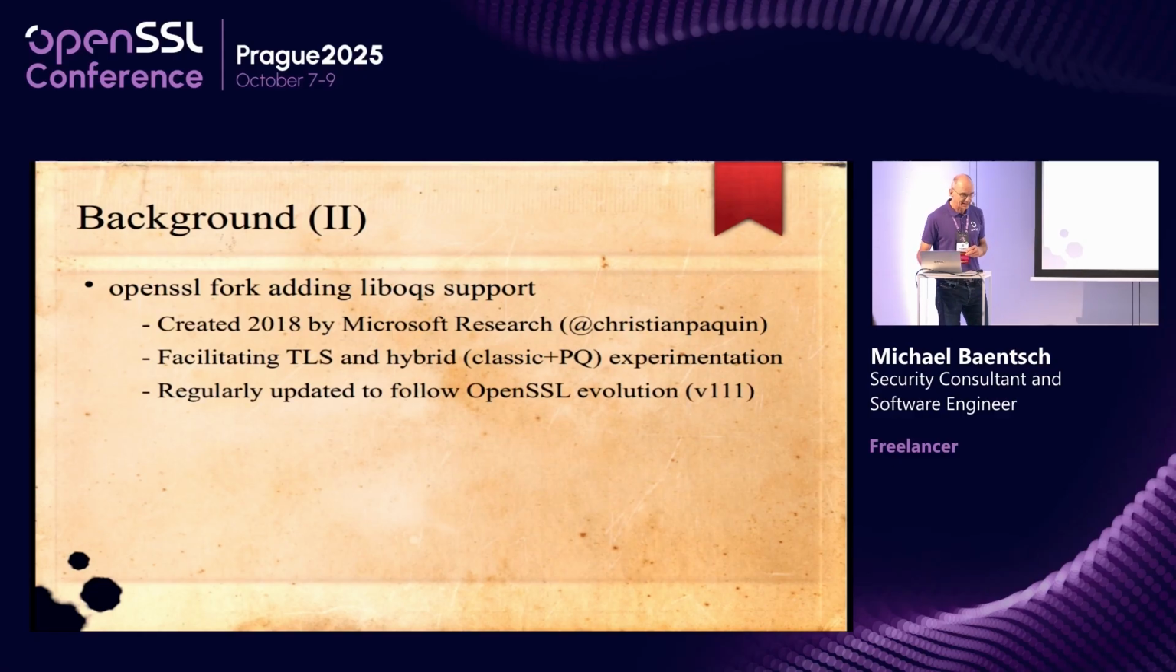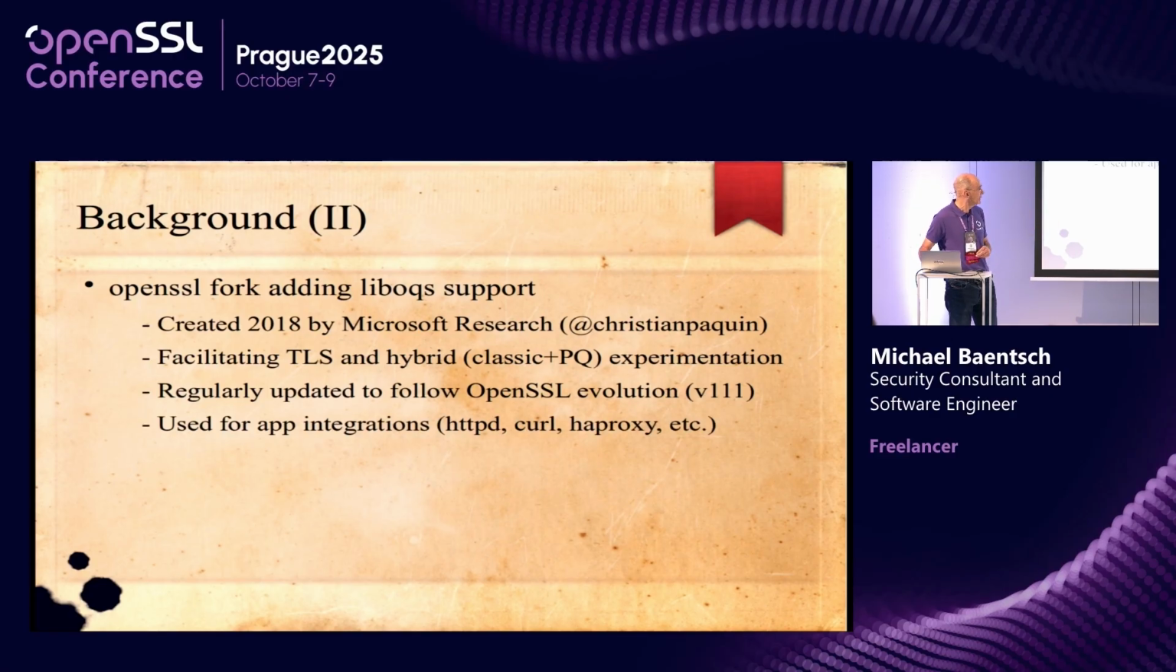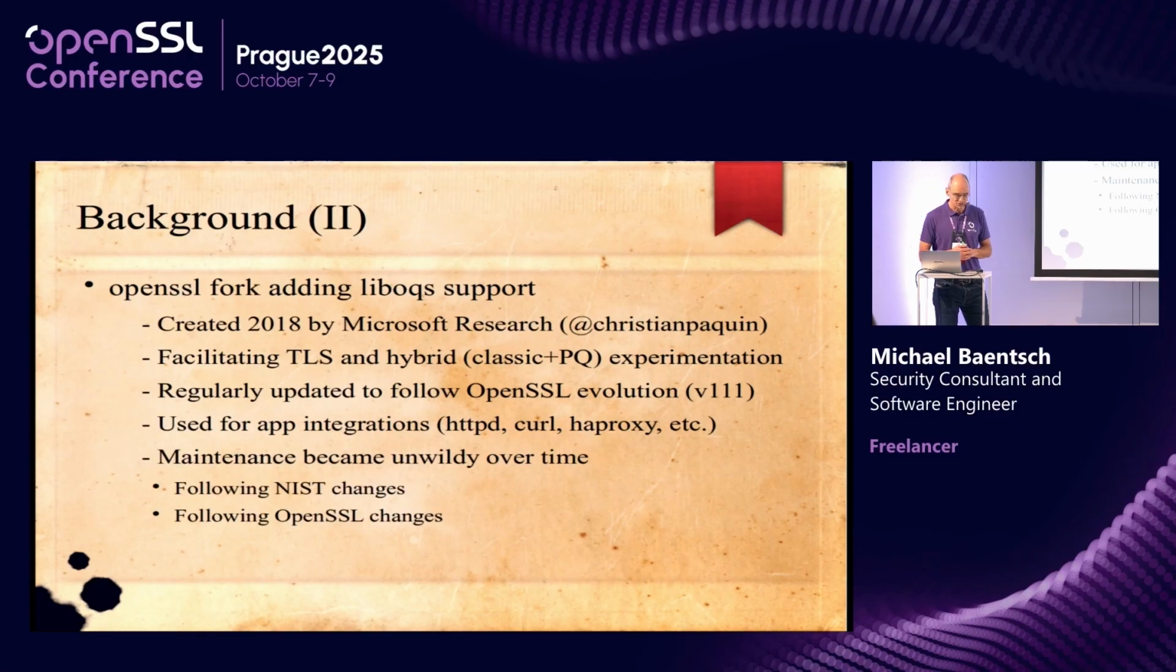The problem was, at the time, that I slowly joined the project, and I have to admit I'm a very lazy guy. So I didn't like always following the latest version of OpenSSL. Everything was based on version 1.1.1 of OpenSSL. And whenever something changed in OpenSSL, of course, we needed to update our fork. We needed to update all the integrations. And that was not fun.